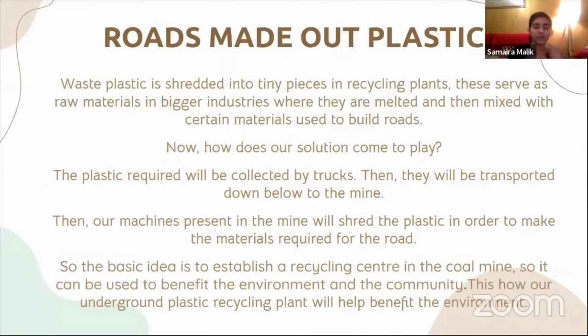So now just quickly to give you an example of how we can implement our idea. How are roads made out of plastic? The waste plastic is shredded into tiny pieces in recycling plants. And this serves as raw materials in bigger industries where they're melted and then mixed with certain materials to form the roads. So how does our solution come into play in this situation? The plastic required will be collected by our trucks and transported to the mine. Then our machines present in the mine will shred the plastic in order to make the materials required for the road. And then it'll be delivered to the consumer specified area to finally start the work.